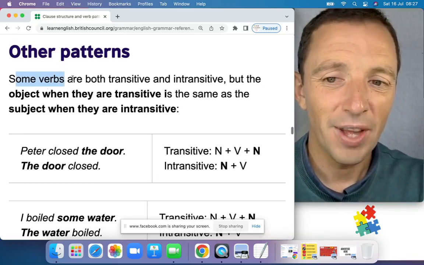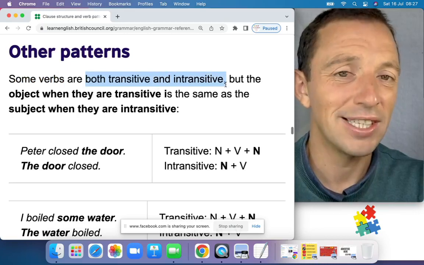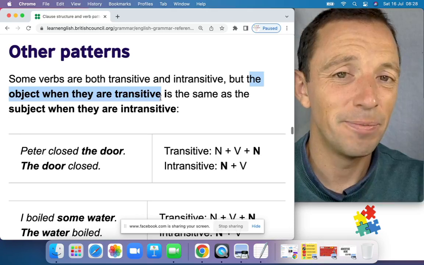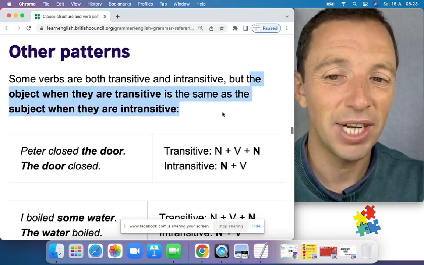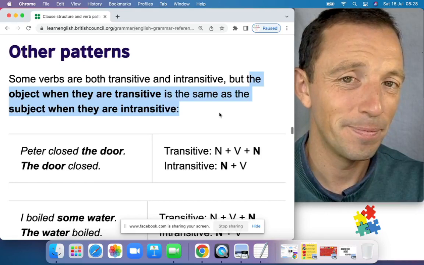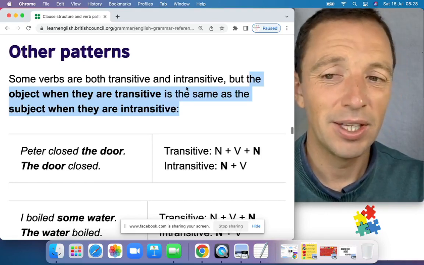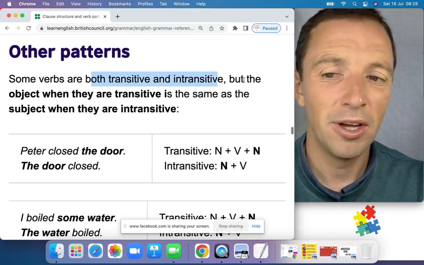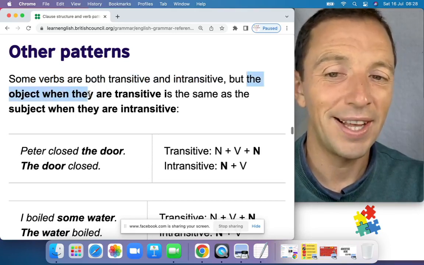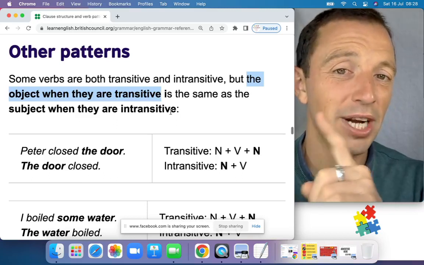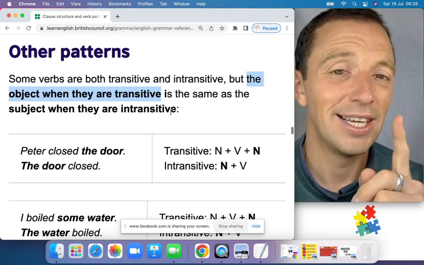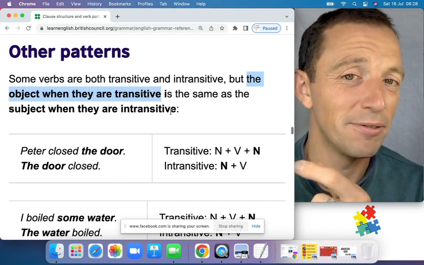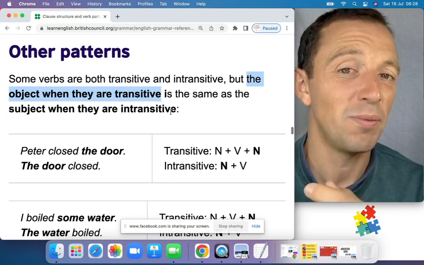Some verbs are both transitive and intransitive, but the object when they are transitive is the same as the subject when they are intransitive. Very tricky. So let's repeat. Some verbs are both transitive and intransitive, but the object when they are transitive, remember subject, verb, object, is the same as the subject when they are intransitive, for this particular verb that is special, that has the 2 possibilities.